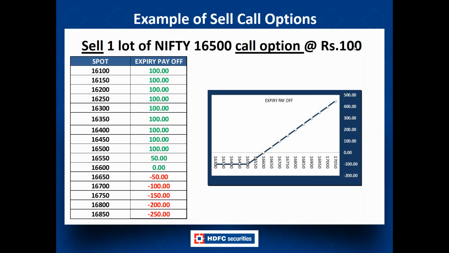So here my maximum reward is just the 100 rupees premium which I am getting, that is 100 rupees into the lot size of 50 shares. So my maximum reward is just 5,000 rupees, 50 into 100. So 5,000 is my maximum reward, but my risk is unlimited. If Nifty starts moving above 16,500 levels, then I tend to lose unlimited amounts.